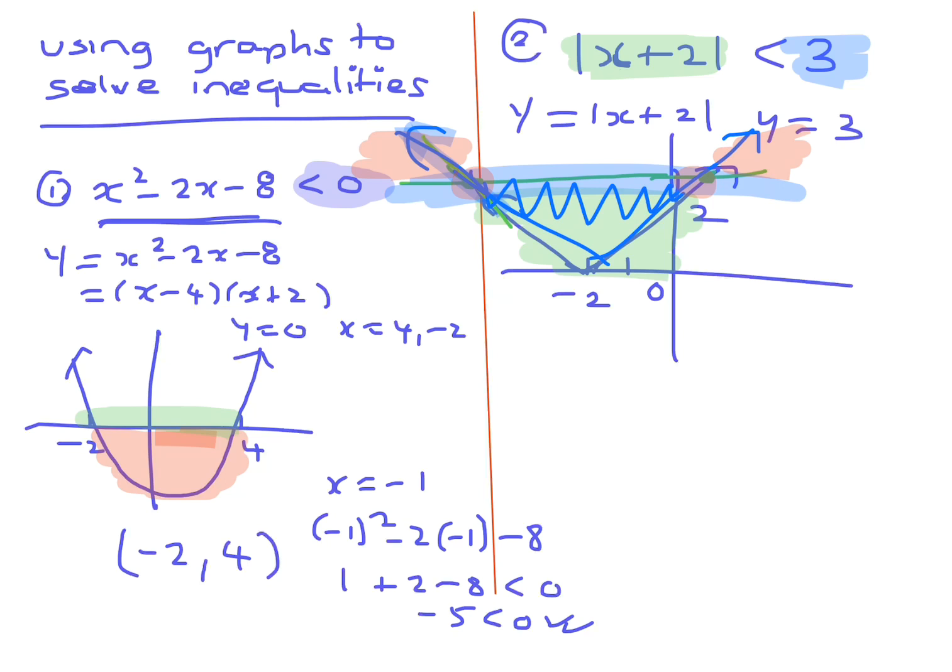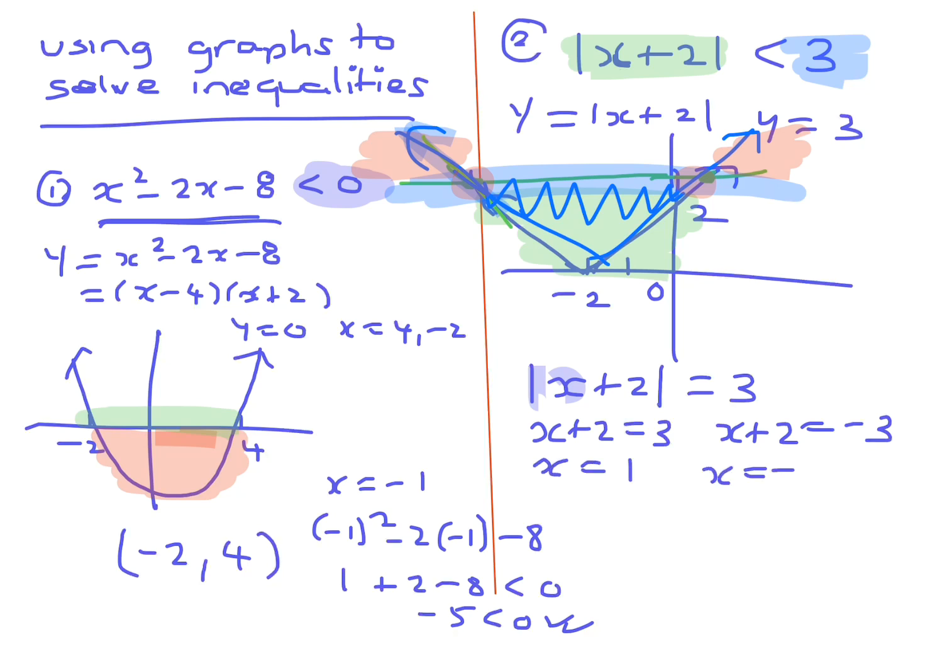Okay, so what is that actual value? Now, if you got the x plus 2 and you made it equal to 3, then you would have x plus 2 equals 3, and you just solve this, or x plus 2 equals minus 3. x equals 1, and x equals minus 5. That means this value here would be minus 5, and this value here would be 1.